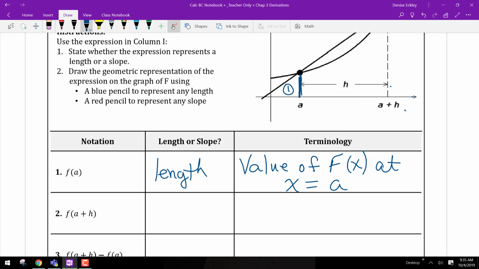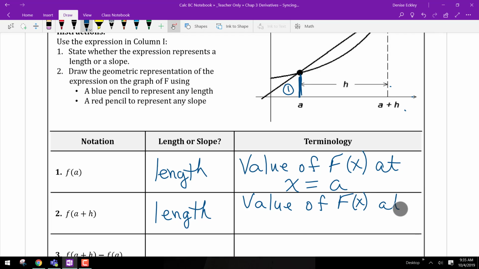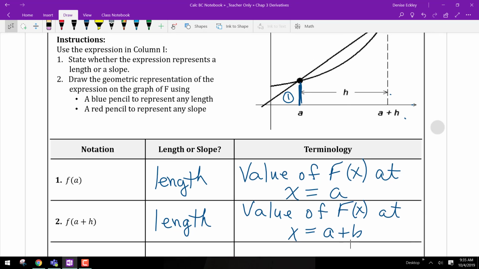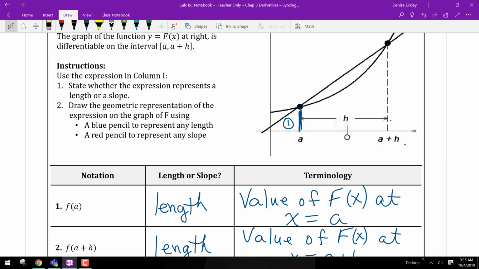Okay, number 2, f of a plus h. So that again is a length, and it represents the value of f of x at x equals a plus h. So that's that distance that we've moved over here, away from a. This distance that we've moved away from a, so it is also a length. It is represented by this dotted line right here. So we want to make that blue. And somewhat straight would be nice as well. There we go. So that is number 2 right there.